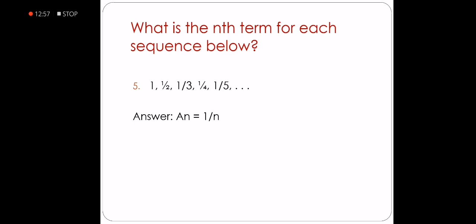And our last number, we have 1, 1/2, 1/3, 1/4, and 1/5. Kung mapapansin nyo dito, madali lang naman siya kasi yung denominator as is. Kung ano yung term natin, kung 1 siya, 1 yung denominator. Kung 2 siya, 2 yung denominator. So it is simply a sub n equals 1 over n.